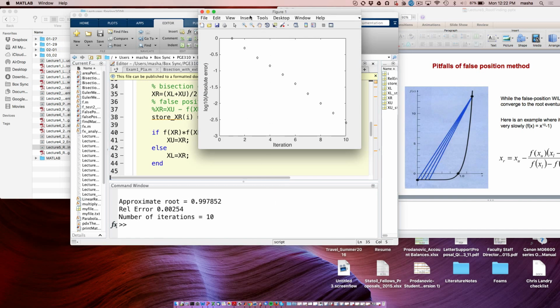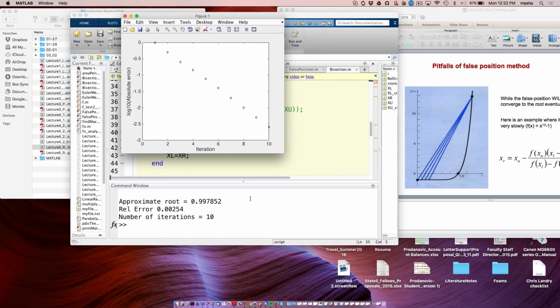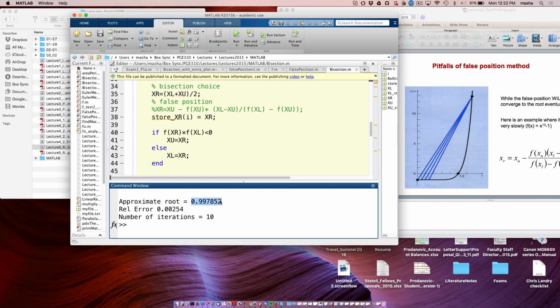So my bisection did it in, so I'm fairly close to 1. I'm definitely close within 0.005%, or rather that was 0.5%, which I'm here at 0.3%, fine. So number of iterations was 10 for bisection.